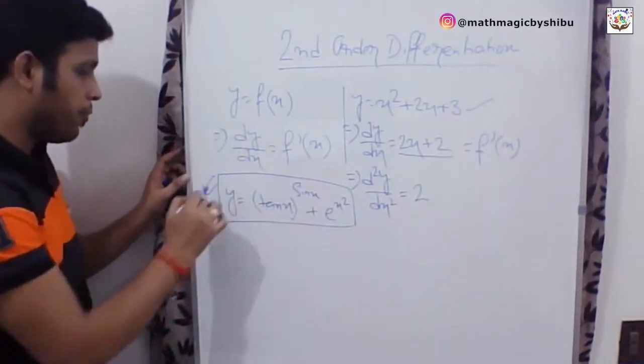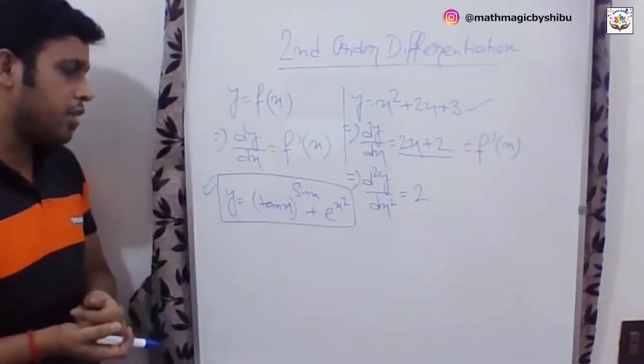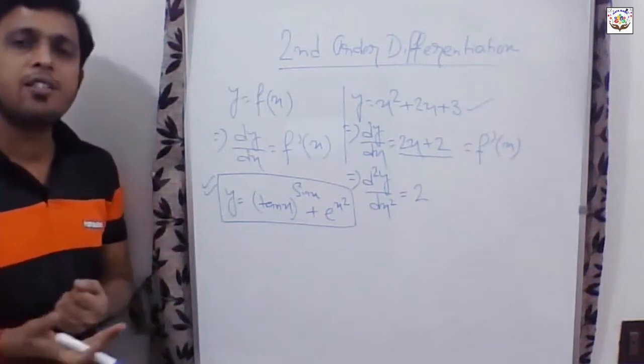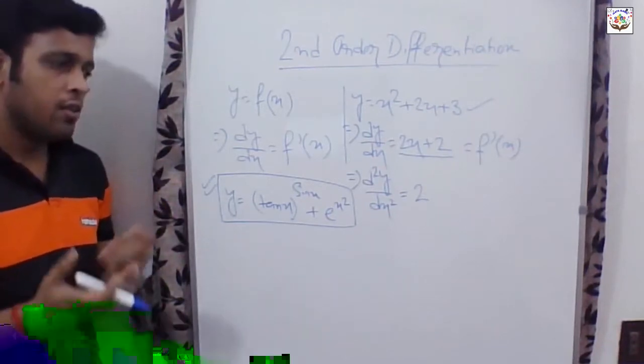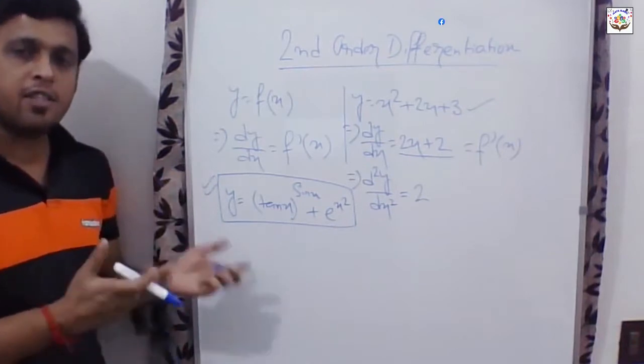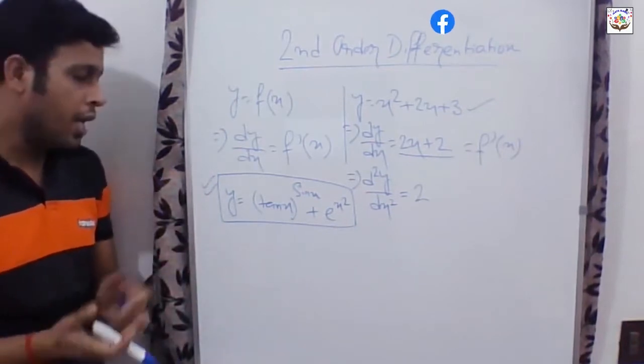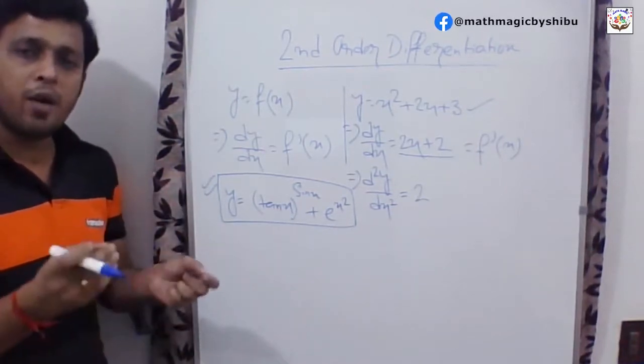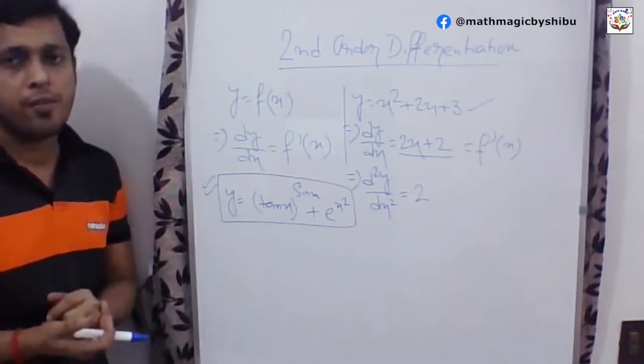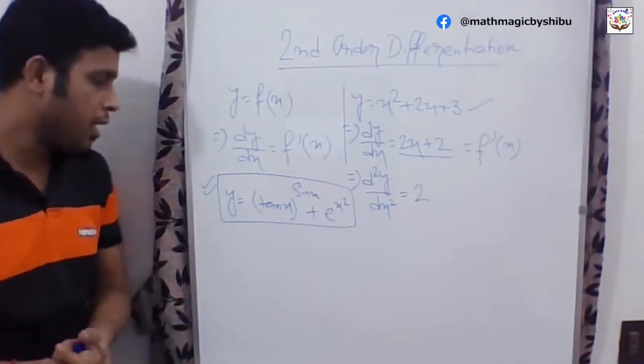This is the problem, right? And we need to find the first order as well as second order differentiation. That means we need to find dy/dx, which is called the first order differentiation, and we need to find also d2y/dx square, as it is second order differentiation. As simple as that, right?